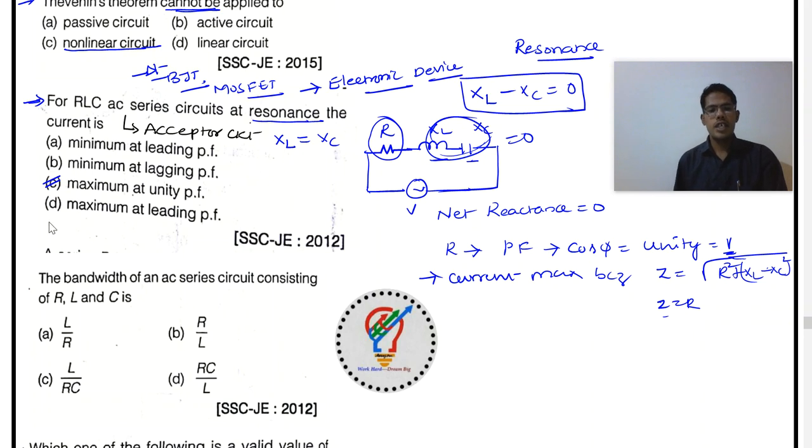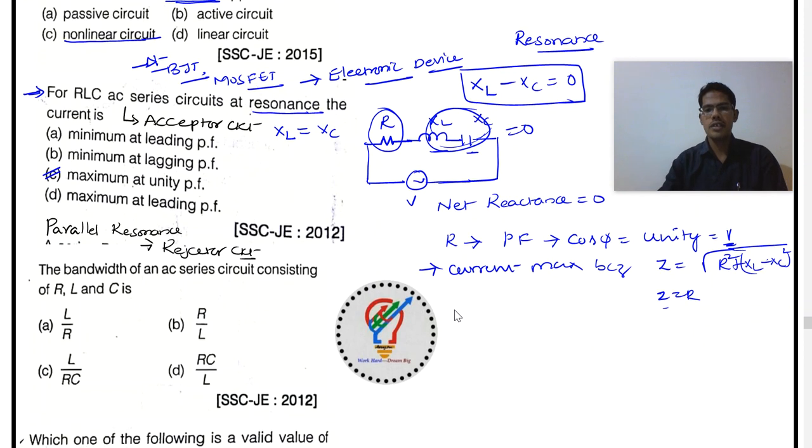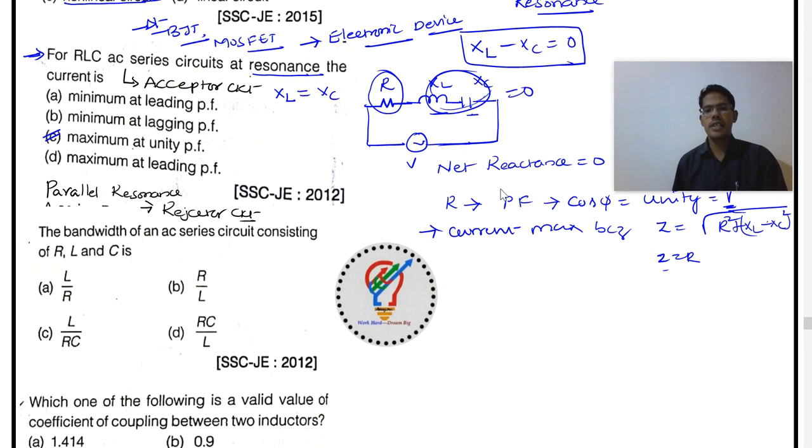Similarly, parallel resonance I can say as a rejector circuit. Okay, there is one more point about this, it is the quality factor. I will discuss one more question here. So these are the important points regarding the examination point of view.